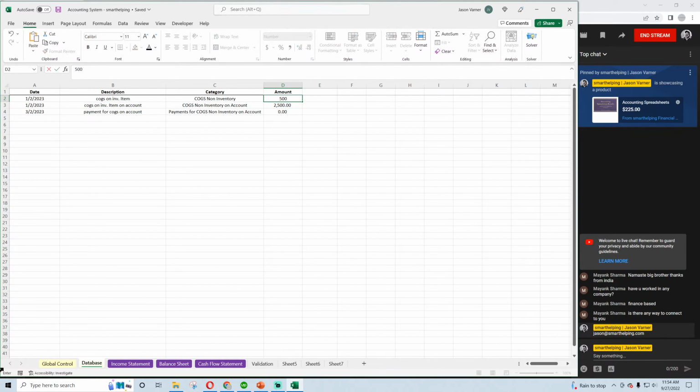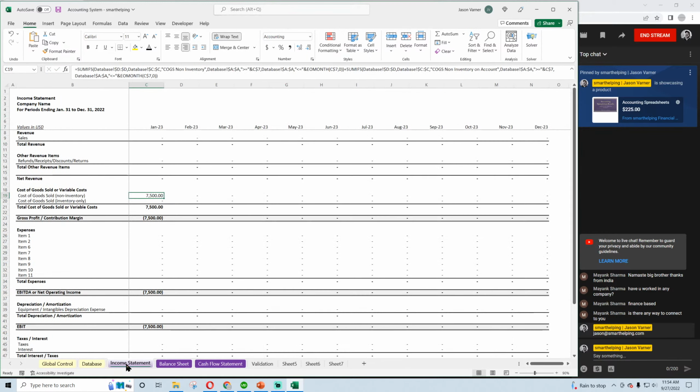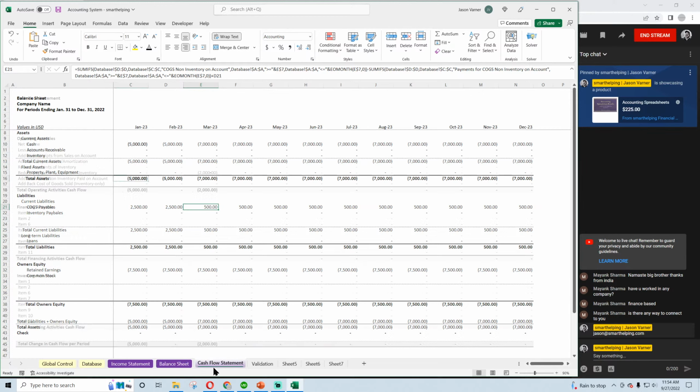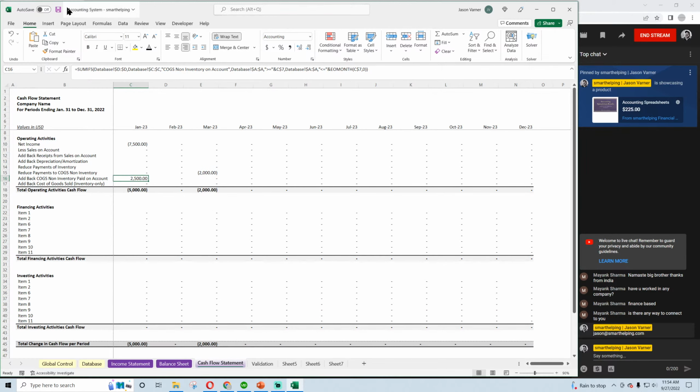Let's add some other numbers in here. 5,000. Then let's say we paid this down a bit. 2,000. Now we go to the income statement. That's fine. Yep, balance sheet was here. Then we paid it off. Okay, that's good.